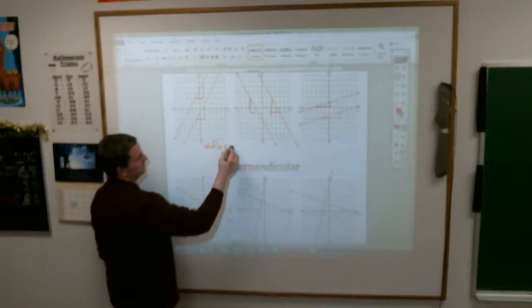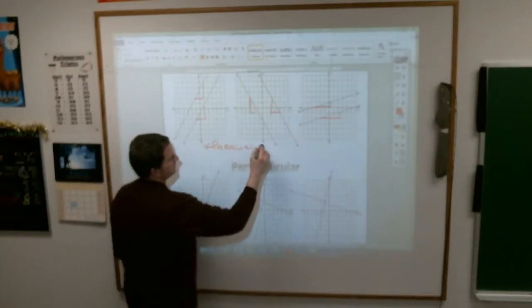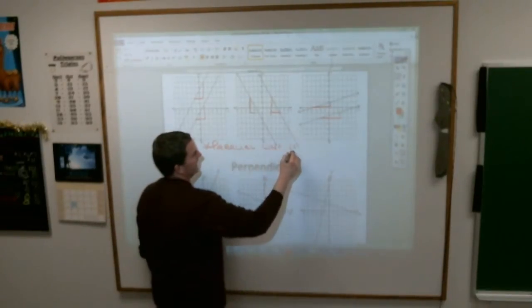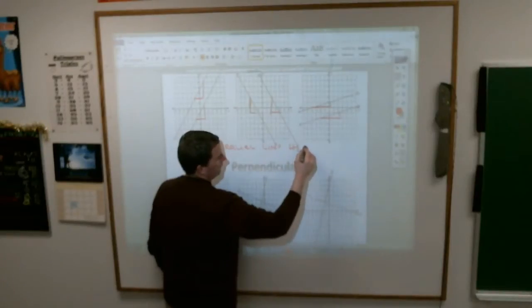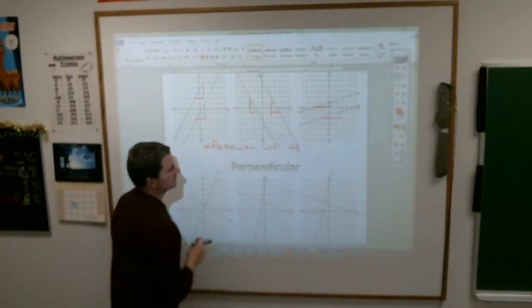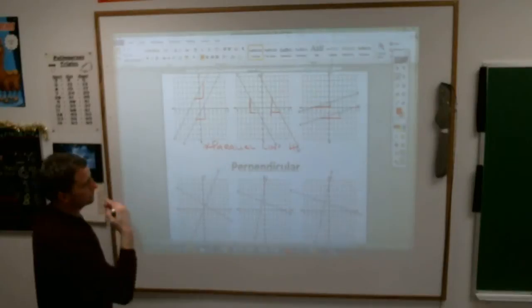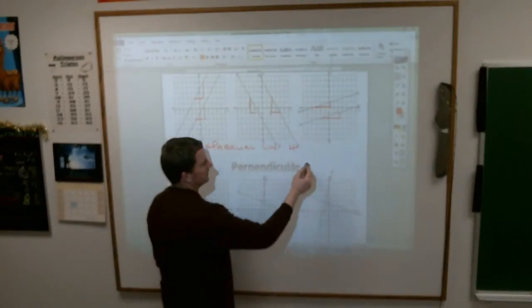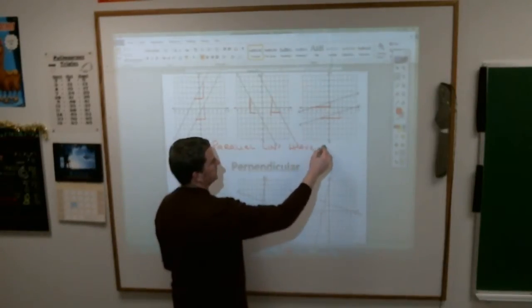Parallel lines have the same slope. There it goes. Parallel lines have same slope.